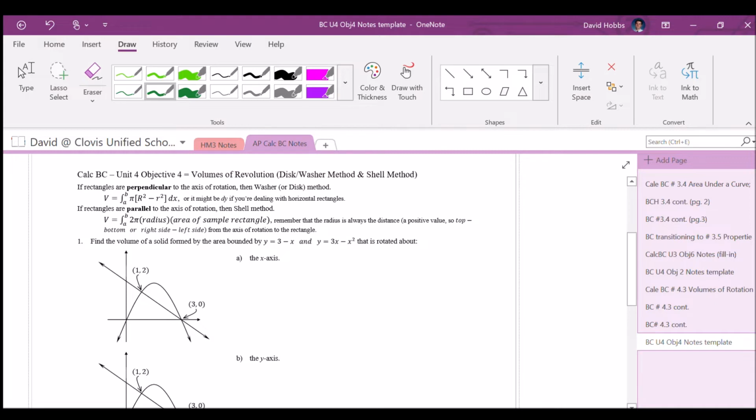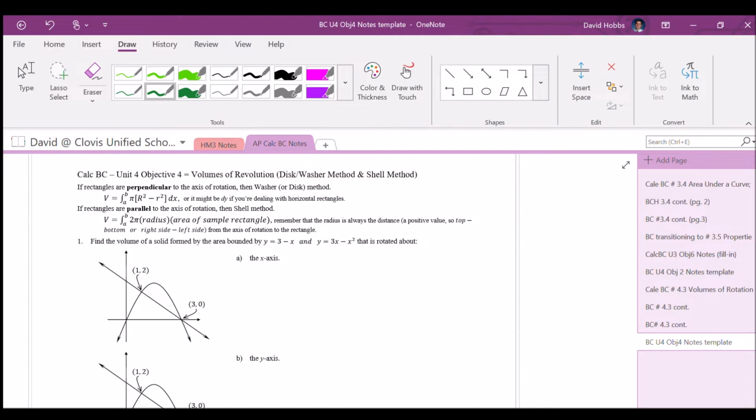Now, sometimes we will need the rectangles, as I said, to be either vertical or horizontal, and that might be when they are actually parallel to the axis of symmetry. So when the rectangles are parallel, we can still generate the volume of that solid.